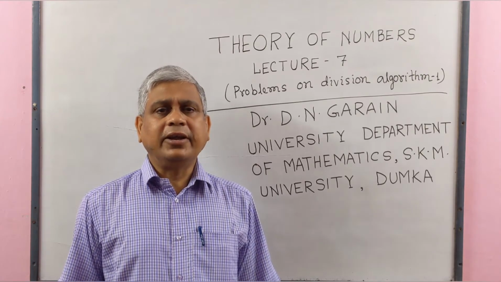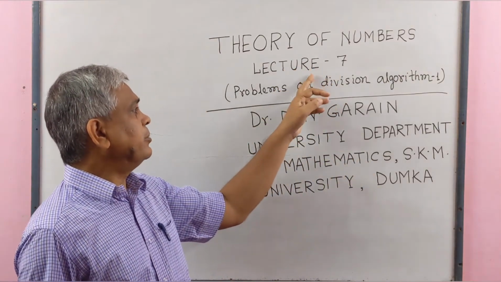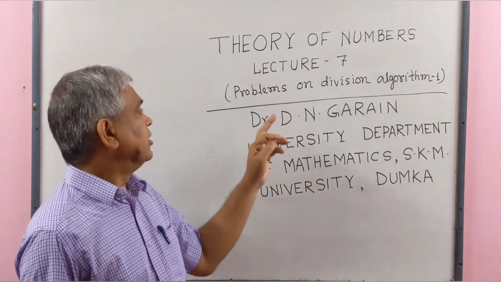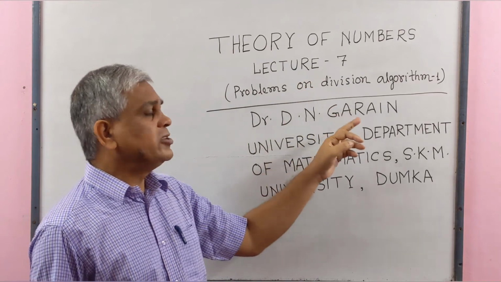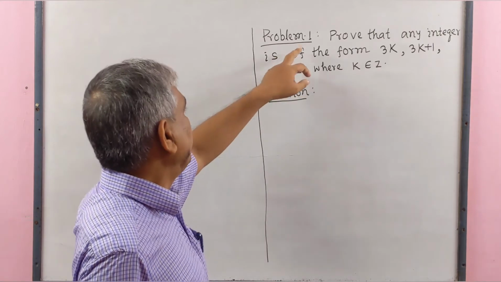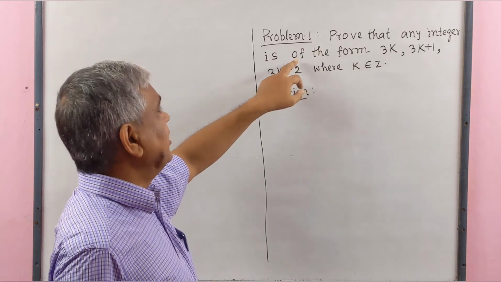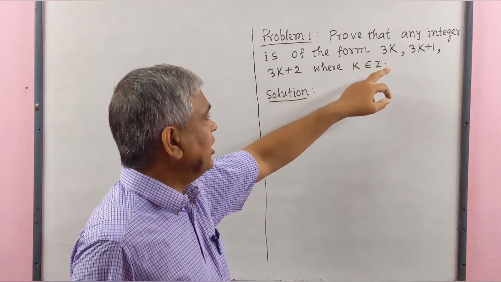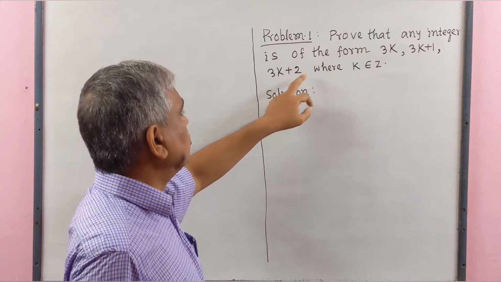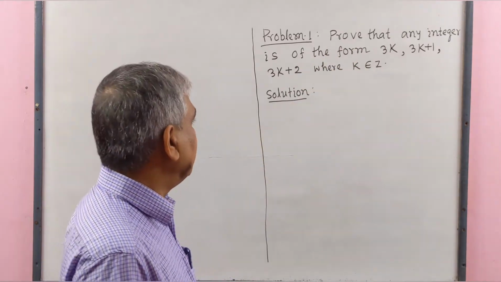Today I will deliver lecture on theory of numbers, lecture number 7, in which I will discuss some problems on division algorithm. Now we solve a problem. Problem number 1. Prove that any integer is of the form 3k or 3k plus 1 or 3k plus 2, where k is an integer. Now we solve this.